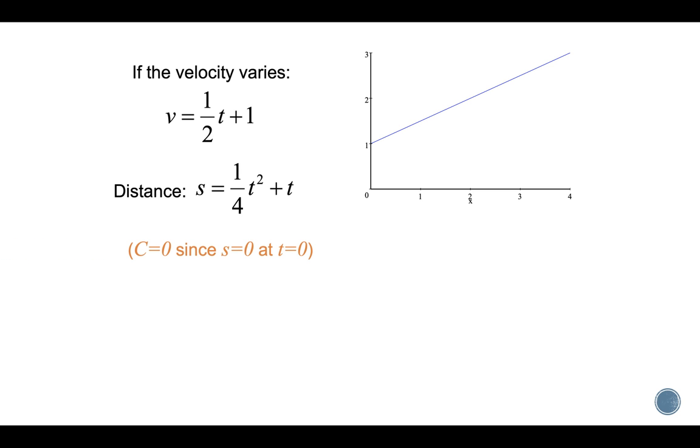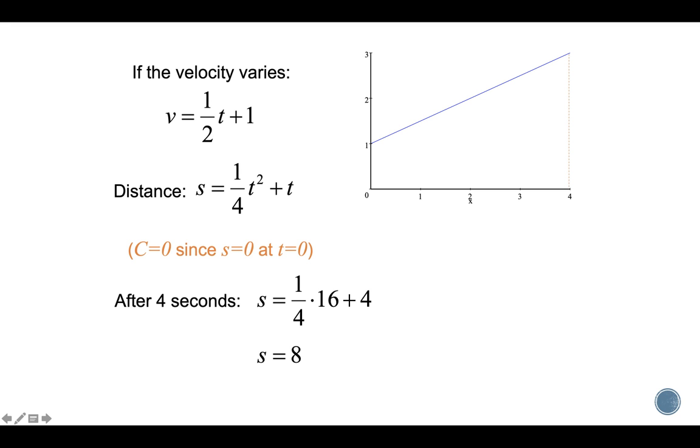C equals 0 since s equals 0 at t equals 0. So this is what our constant is. All right, so after 4 seconds, our distance formula would give us 1/4 times 4 squared, so 16, plus 4, and so we would get the distance equals 8.